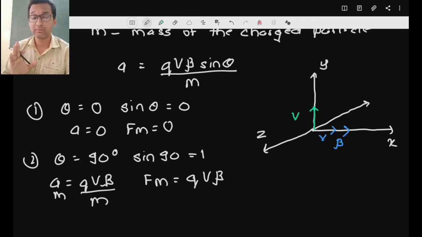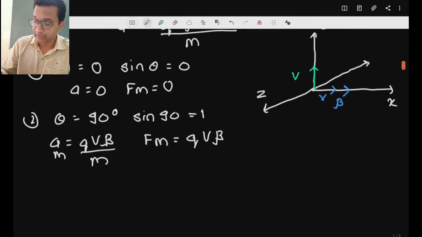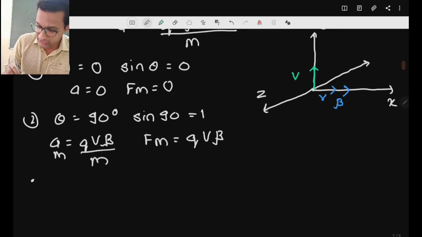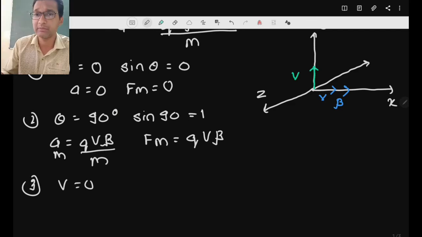So if the velocity is perpendicular to the magnetic field, the magnetic force will be maximum. One more case we can take is when the velocity of the particle is 0. That means it is a stationary particle, it is not moving.